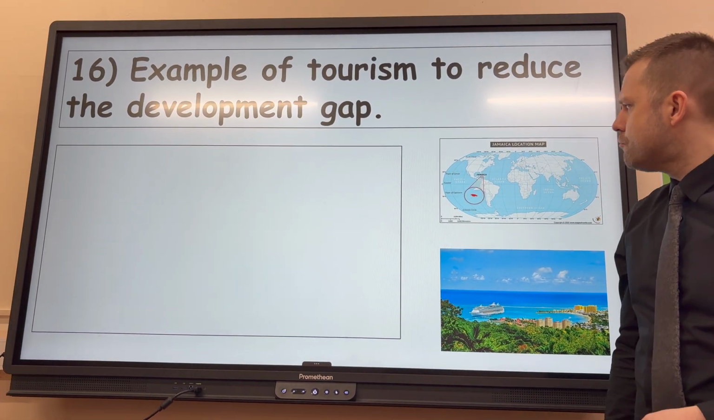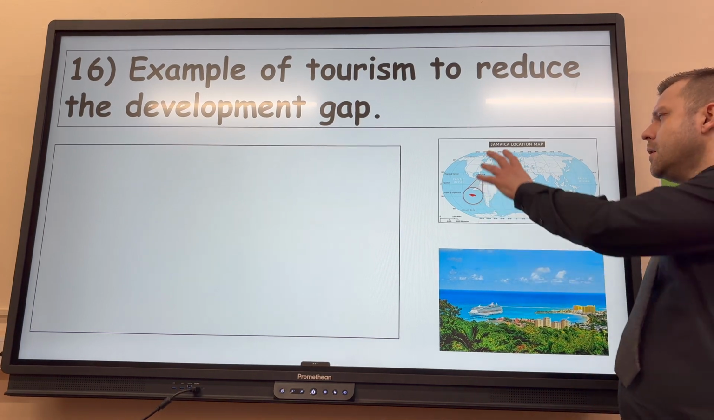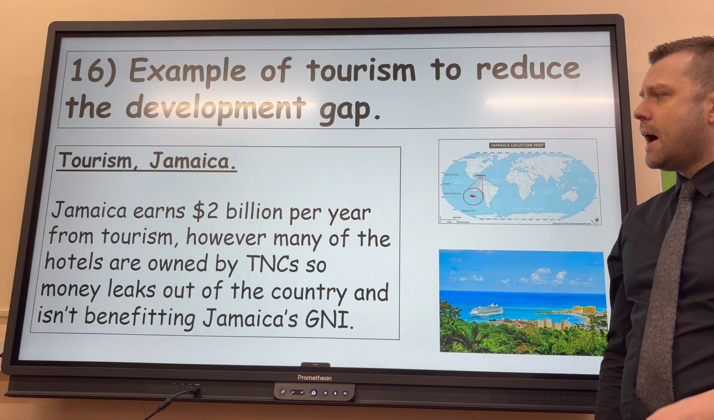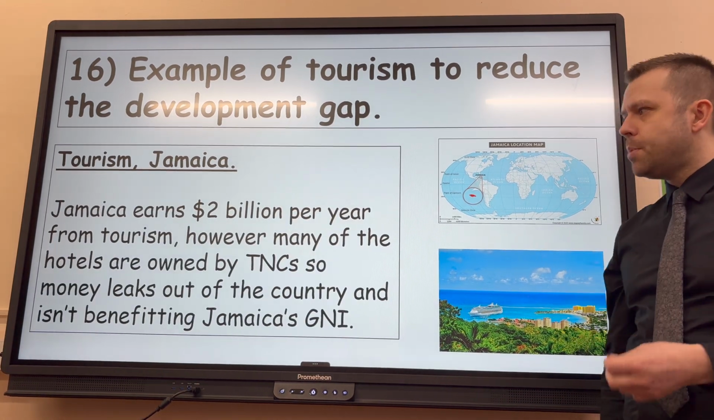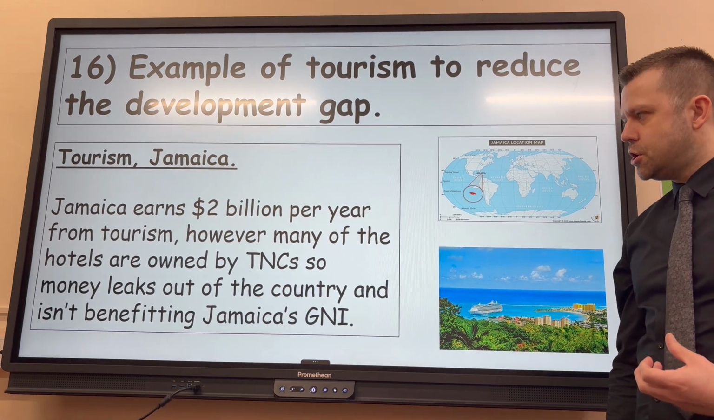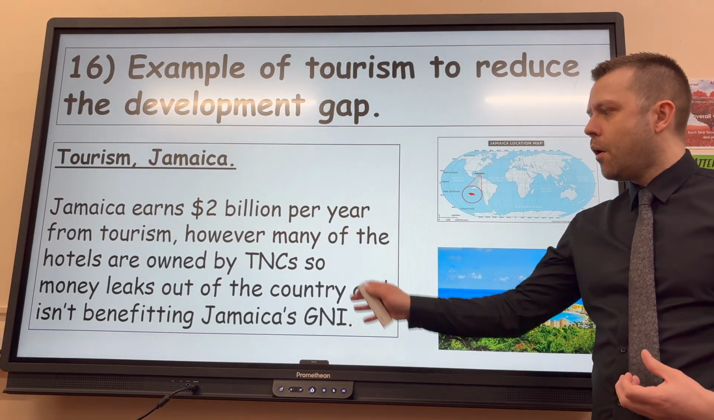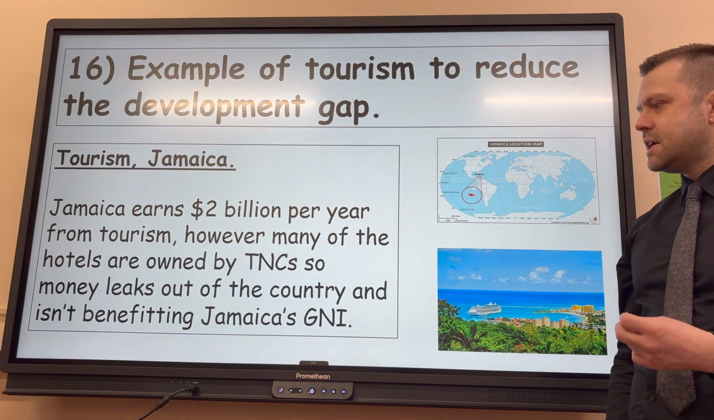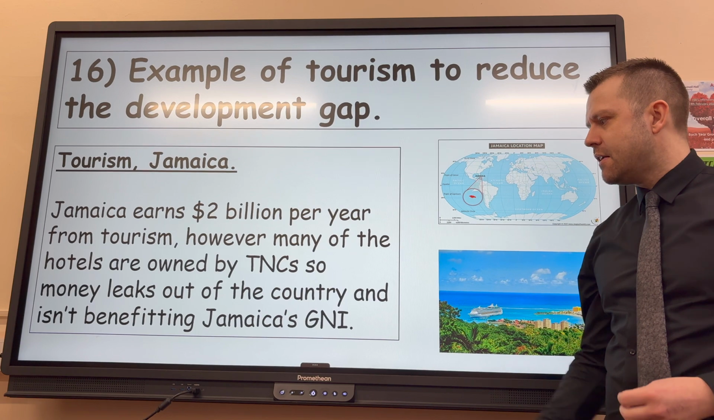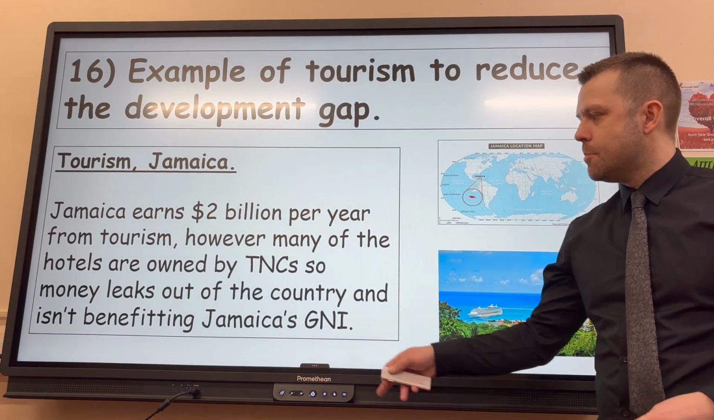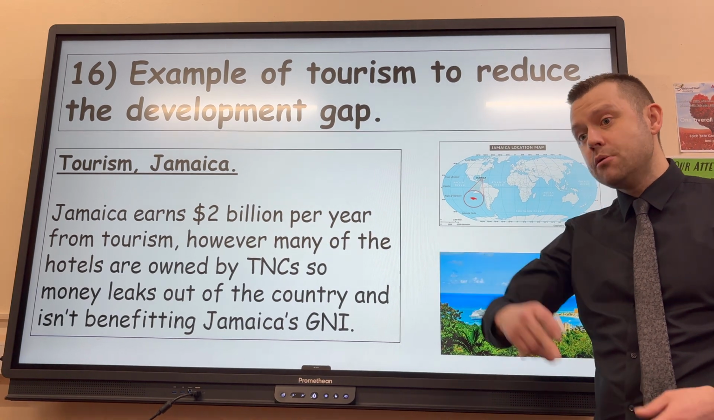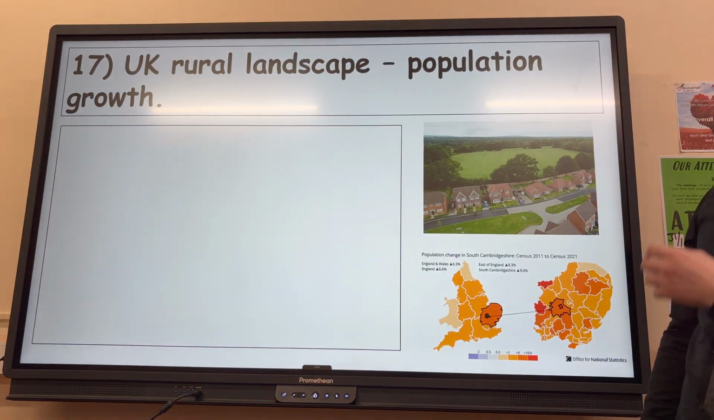Example of tourism to reduce the development gap. So we use the Caribbean island of Jamaica, and Jamaica earns $2 billion per year from tourism. However, although this increases GNI per head, a lot of the hotels are owned by foreign TNCs and the money leaks out of the country, so it isn't really benefiting development in Jamaica, reducing that development gap. And this process of money leaking out is called leakage.